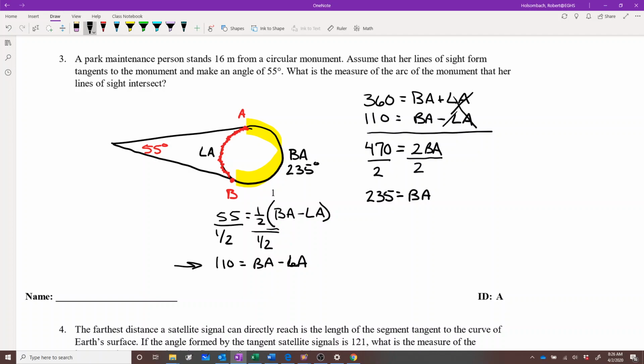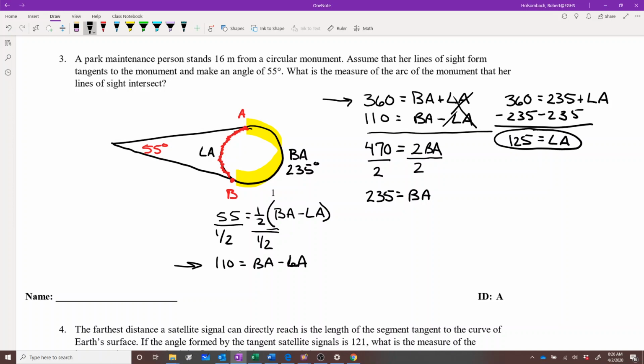Well, if we go back to this original equation right here and we substitute, we can say that 360 equals the big arc, 235, plus the little arc. And now we can subtract 235 from each side. And 125 equals the little arc. That's what the question was looking for.